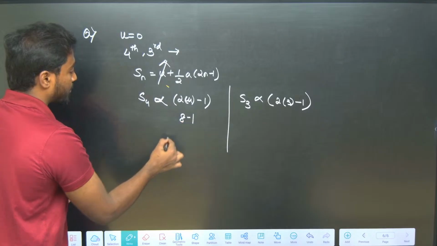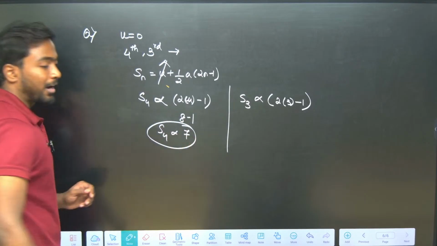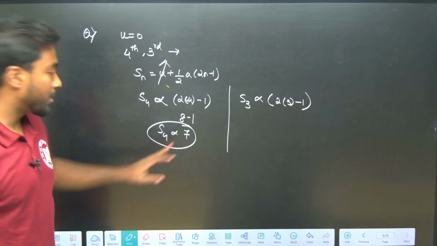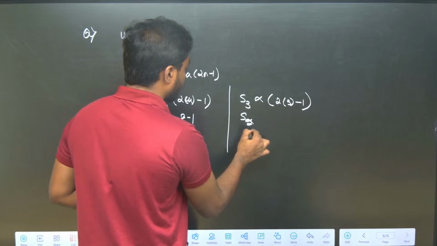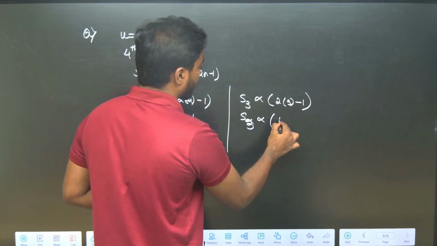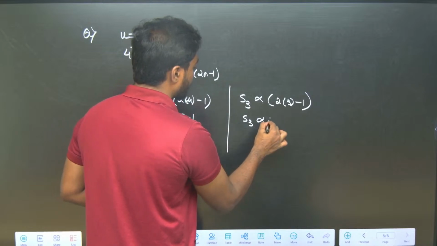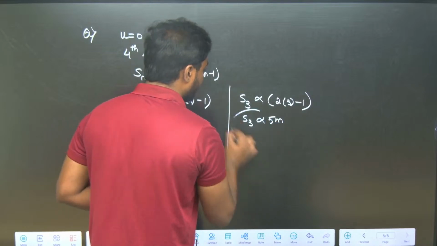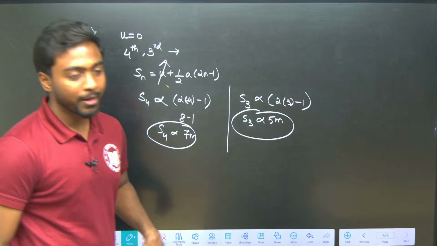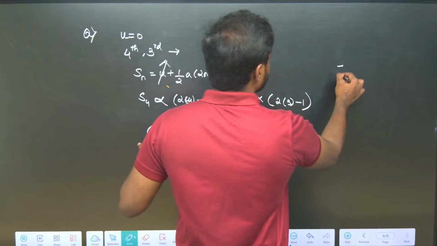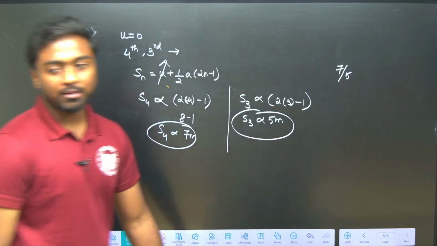8 minus 1, which is nothing but 7. So S4, the displacement in the 4th second, is 7 meter. Now S3 is directly proportional to 6 minus 1, so the answer is 5 meter. So the answer is 5 meter for the third second and 7 meter for the fourth second. If they are asking for the ratio, 7 by 5 is the ratio.